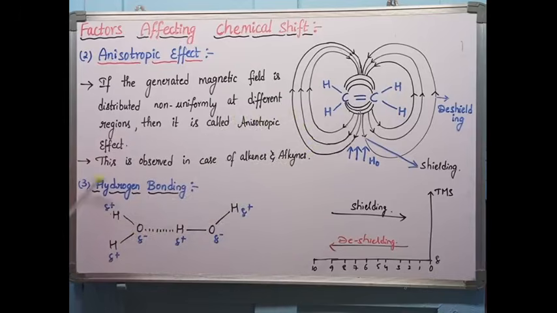Okay, so next you can see hydrogen bonding. Hydrogen bonding also affects the chemical shift. Let us see how. So what is meant by hydrogen bonding? Hydrogen bonding is nothing but a weak electrostatic force of attraction between an electronegative element of one molecule and an electropositive atom of another molecule. So here you can observe the proton is electropositive in nature and oxygen is electronegative in nature. In case of water, I am showing this example.